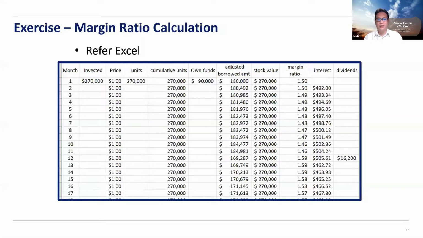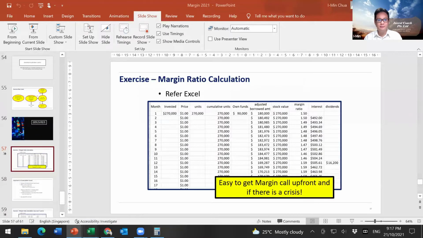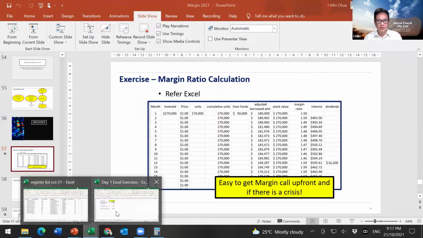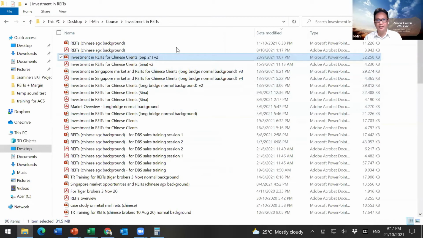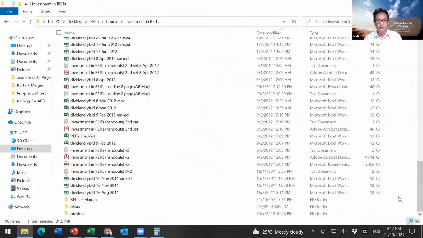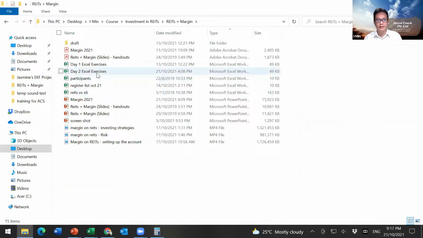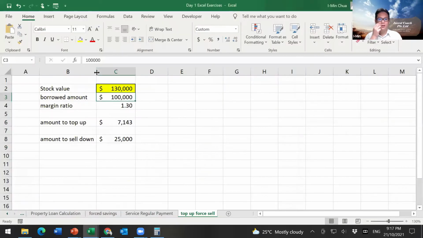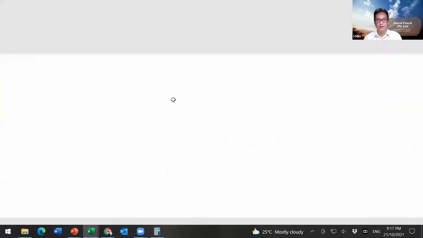I just want to show you some margin ratio calculations or some exercises. With that, let me pull out the Excel spreadsheet. By the way, you already have this spreadsheet; it's under the day 2 exercises. You should have this spreadsheet already, yeah?